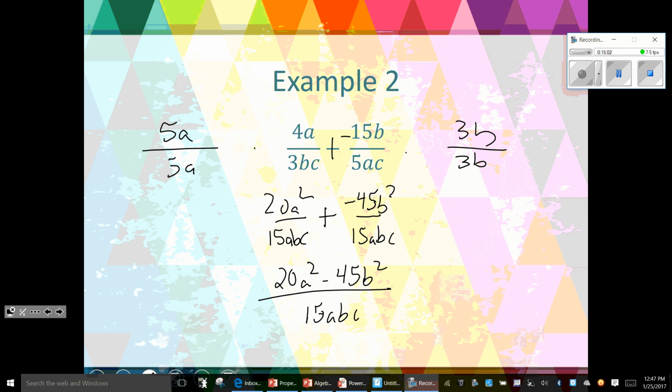All right, so we finished this up. We're back from lunch now, and we finished this up. We found common denominators, we added them together, and we got 20a squared minus 45b squared divided by 15abc. Here's the question of the day. Are you finished? Can you simplify something?